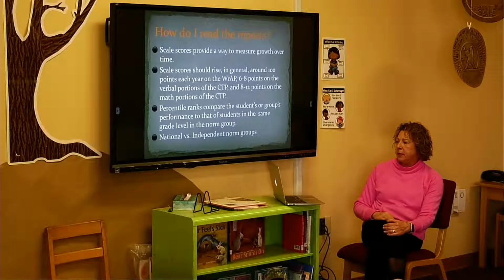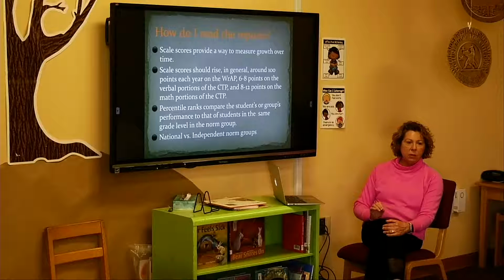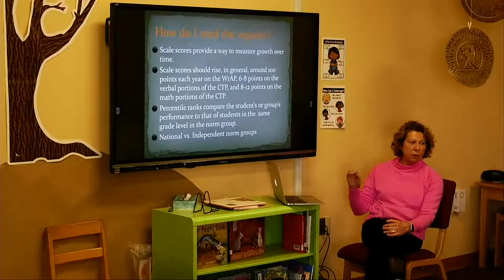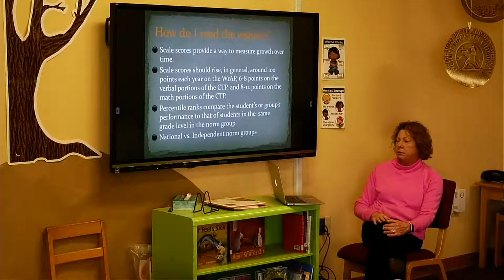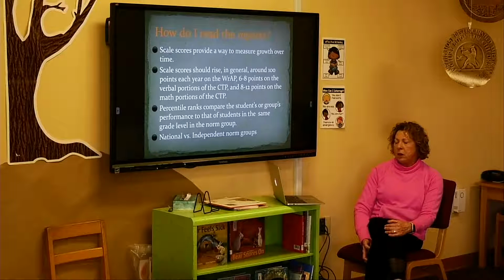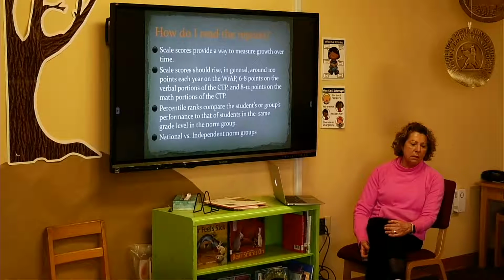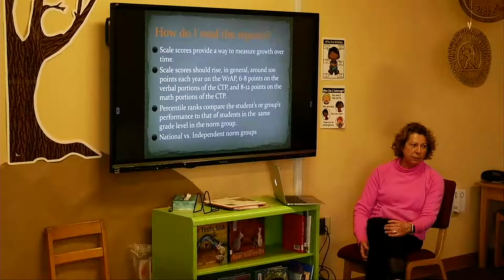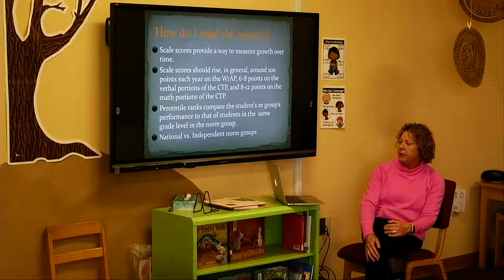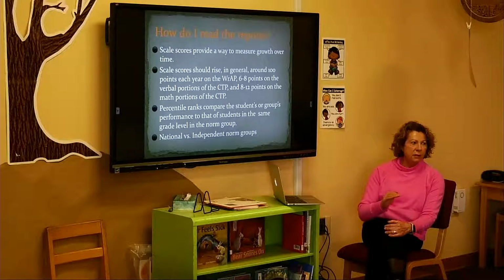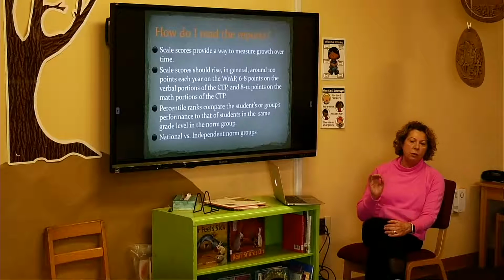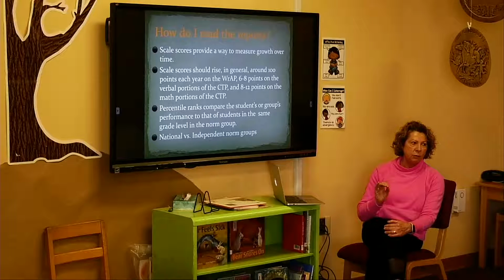On the CTP and milestones, it's not exactly that same correlation. You will see scale scores grow over time as the child matures and works his or her way up the grades. Percentile ranks do not appear on the CTP and milestones reports this year. You will see percentile ranks on the RAP. And that is comparing the students of the group's performance to that of students at the same grade level at the suburban norm group, the independent norm group, and sometimes the national norm group.